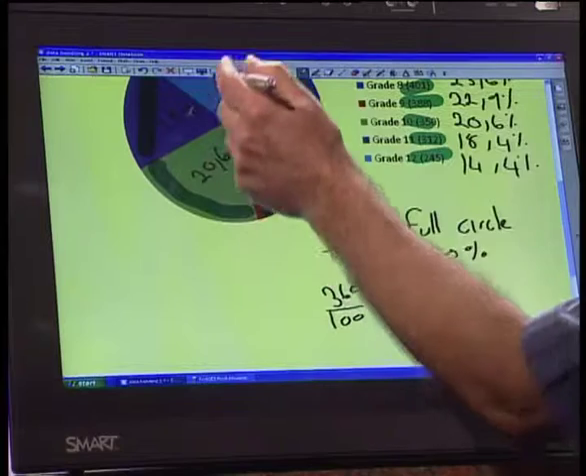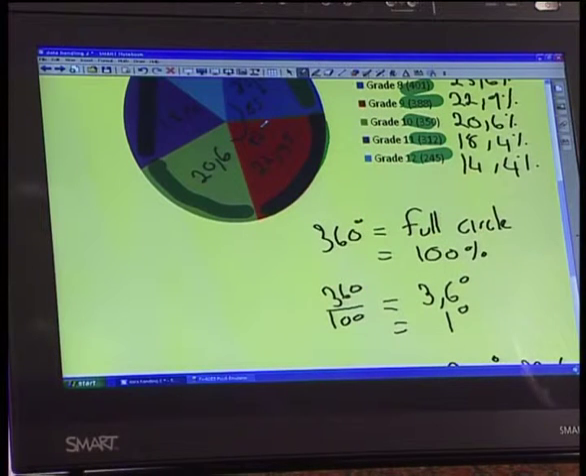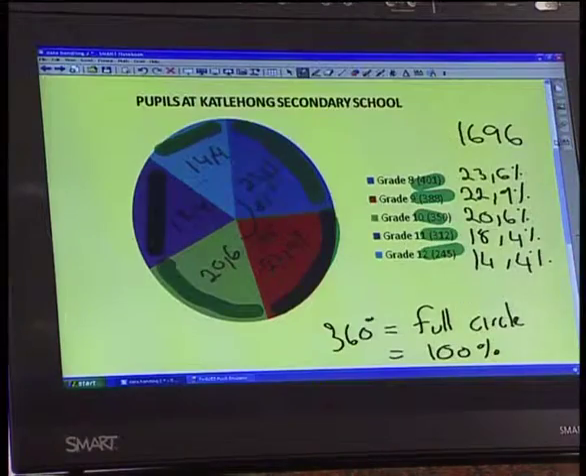We could go around the entire circle using those percentages and multiplying them by the 3.6 so that we can get the degrees for each section of our pie. And that is how our pie chart works.